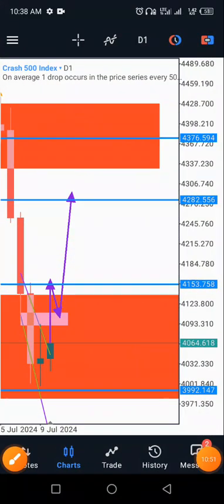This will be our first take profit. And then we can target this particular level here as our next take profit, and then we can have this particular order block here as our next take profit. So guys, this is how you want to position yourself for this massive buy that's about to happen on the Crash 500 index, guys.